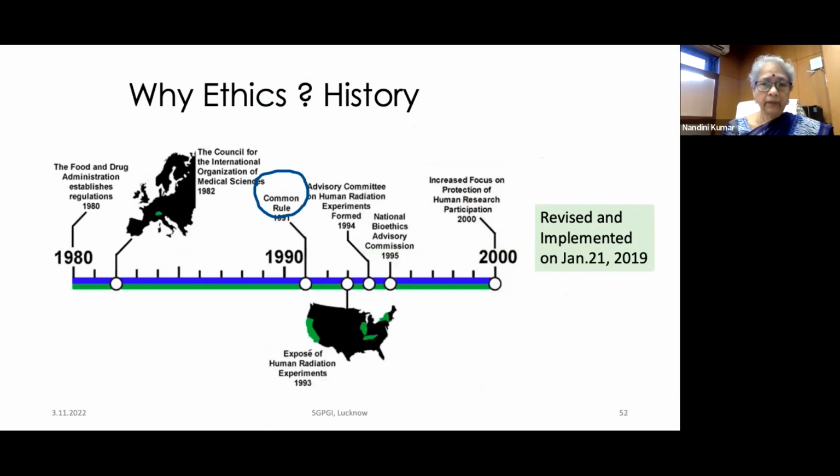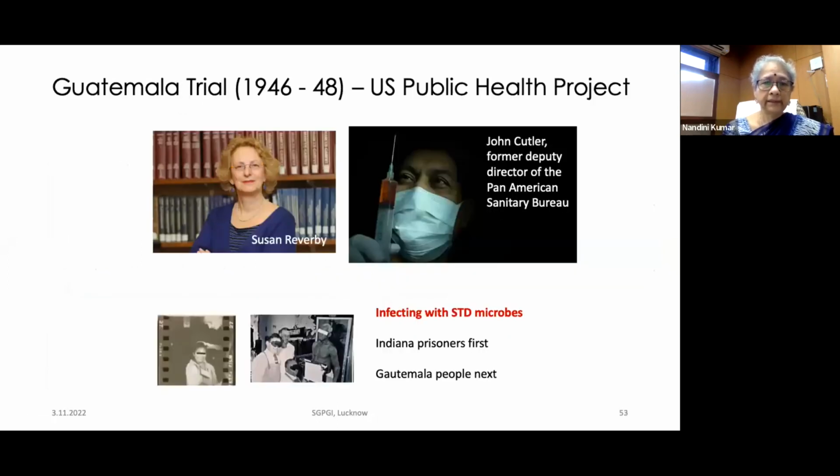Now, looking at the US scenario, they made their regulations common, which was called the Common Rule in 1991. And see, it got revised only in 2018, implemented in 2019. What took so long? It was the happening of an event which led to all this.